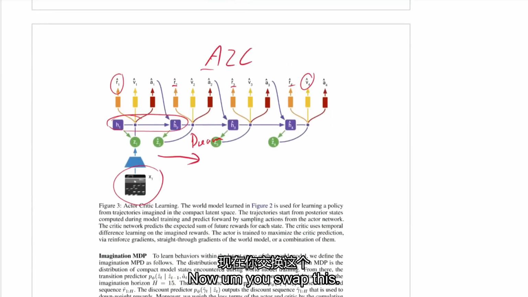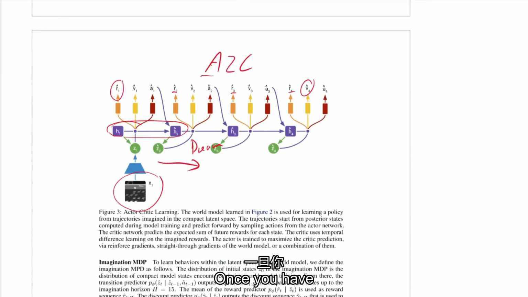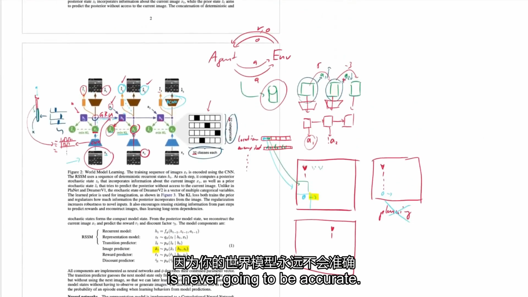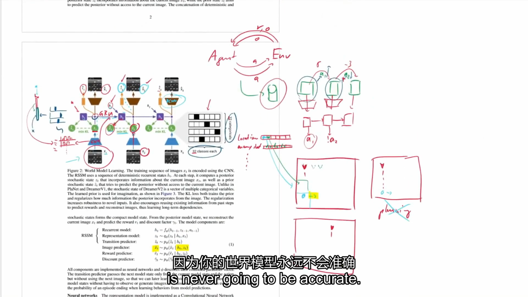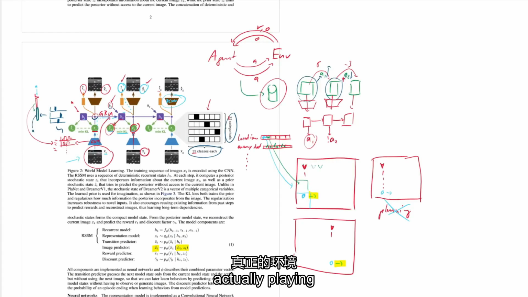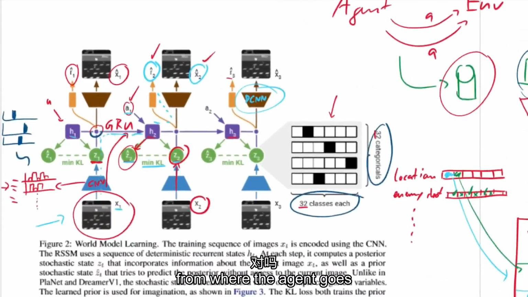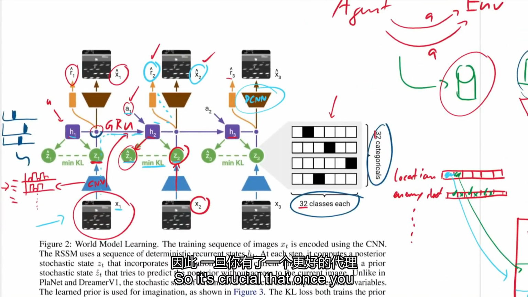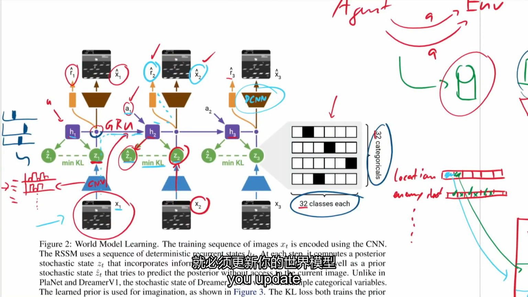Now, you swap this once you have a good agent, you go back, you collect more data, because your world model is never going to be accurate. It's never going to replace actually playing the environment. Your world model only has data from where the agent goes, right? That's where it learns from. So it's crucial that once you have a better agent, you update your world model, because now the agent does different things and it goes places that the world model has never seen, right?